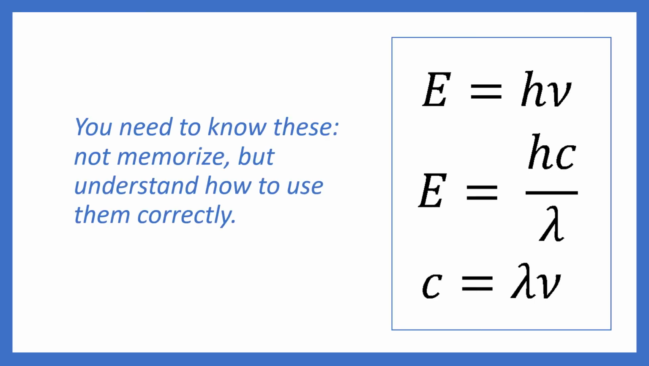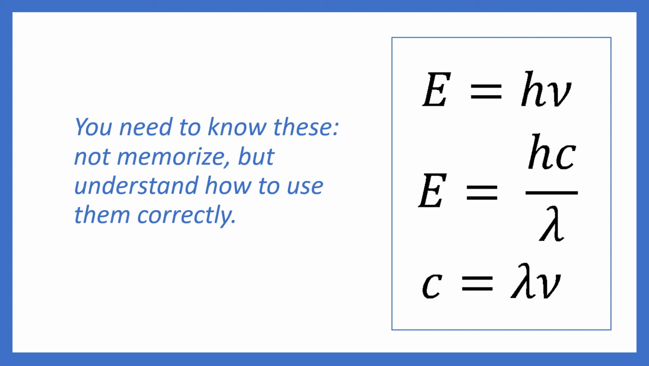Here are the three equations. Again, no need to memorize these, but know how to use them and rearrange them correctly. So energy equals Planck's constant times frequency. Energy equals Planck's constant times the speed of light divided by the wavelength. And then the speed of light, c, equals the wavelength times the frequency.